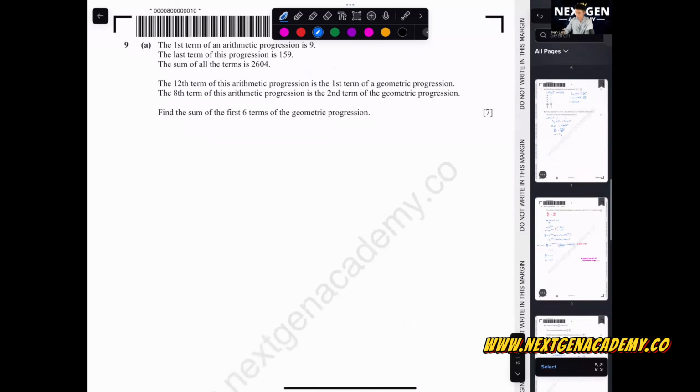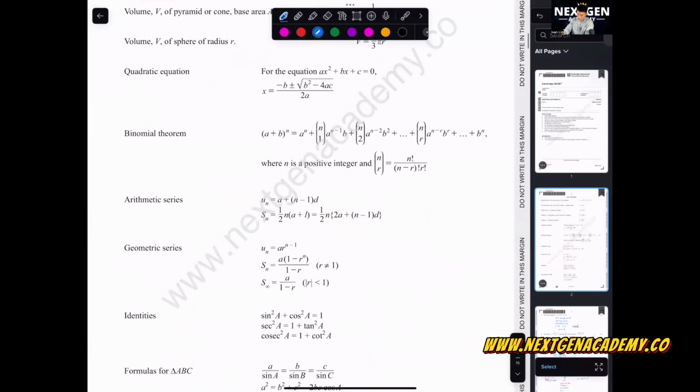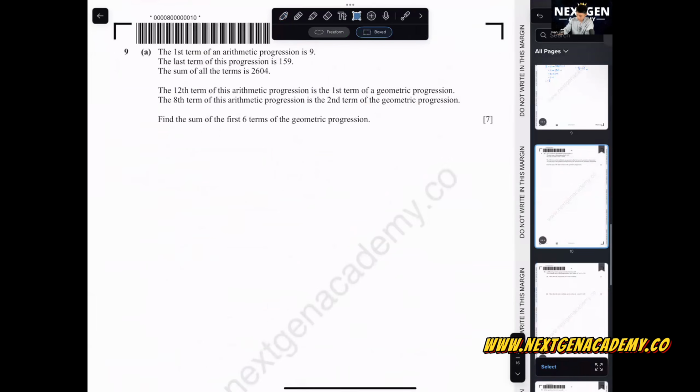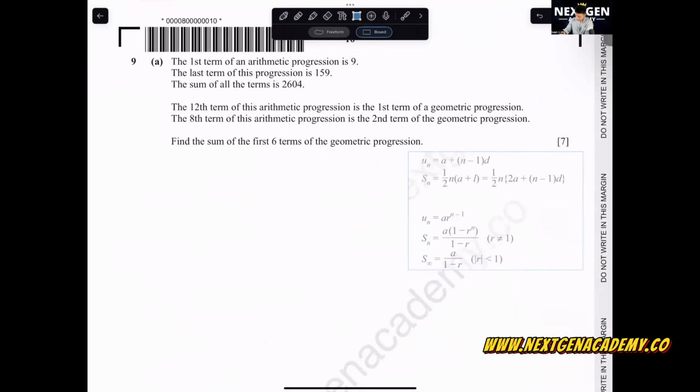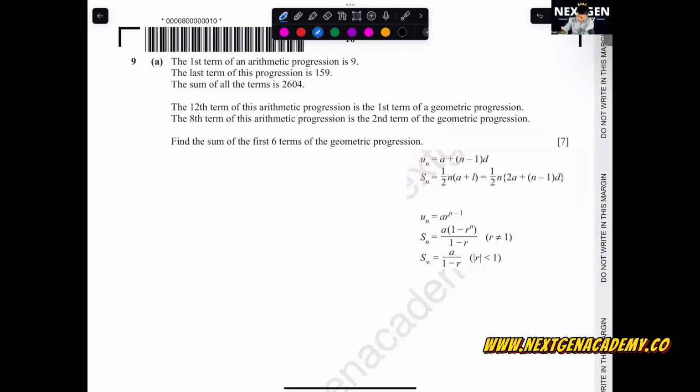Okay, before we do, go to page 2. We'll copy down all these formulas first. Okay, arithmetic and geometric progression.